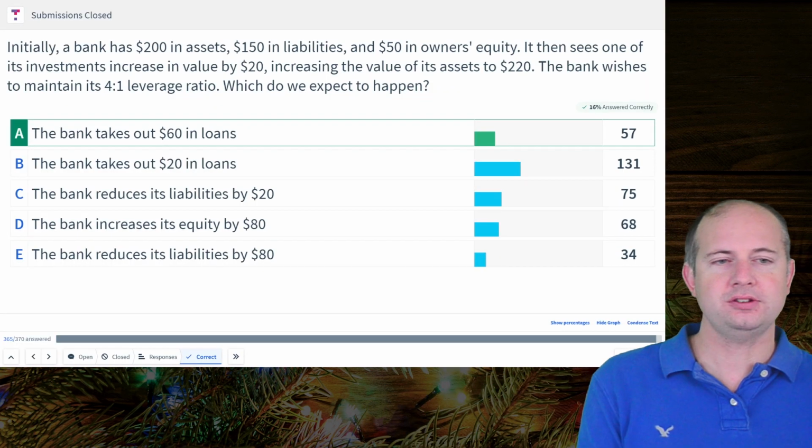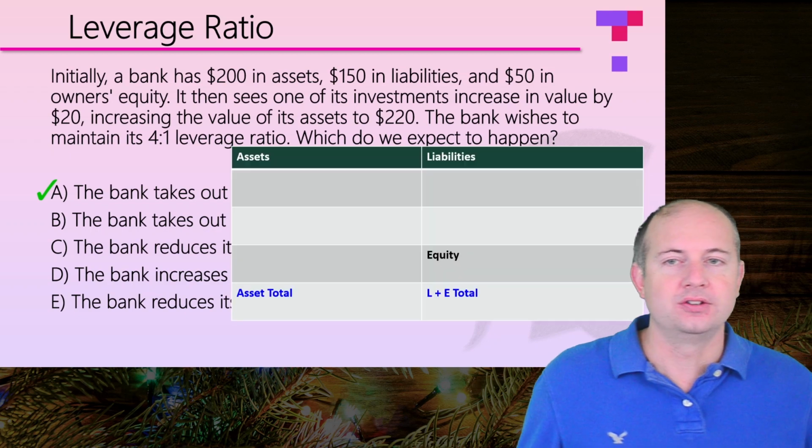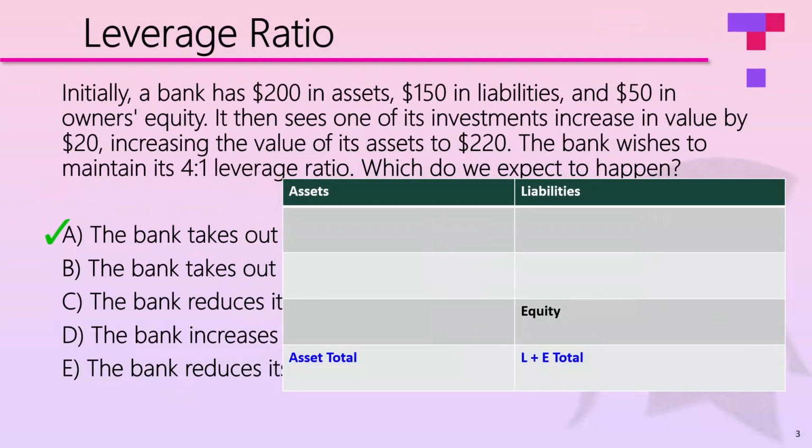All right, so the answer here is A. The bank is going to take out $60 in loans. Let's see why.